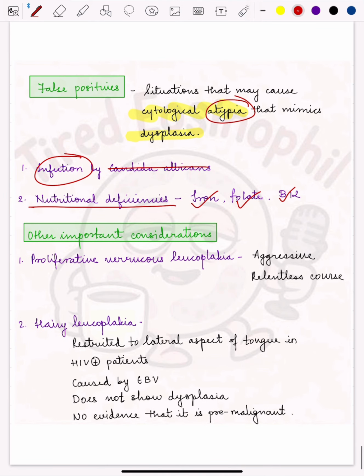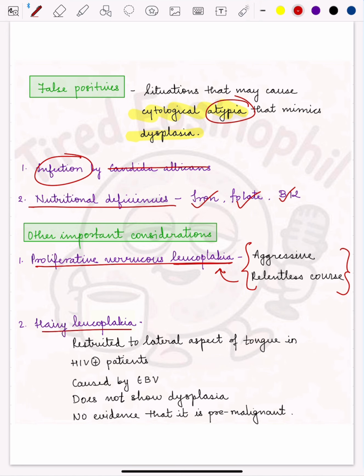Now there are two more lesions that I want to consider in this video itself. The first is the proliferative verrucous leucoplakia. Like I mentioned, it is an aggressive type of leucoplakia and it has a relentless course. So it has to be clinically correlated before giving out the diagnosis.